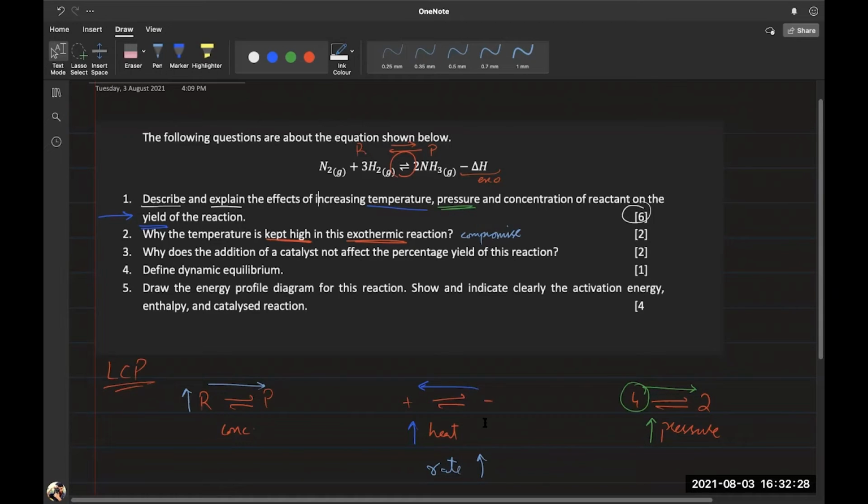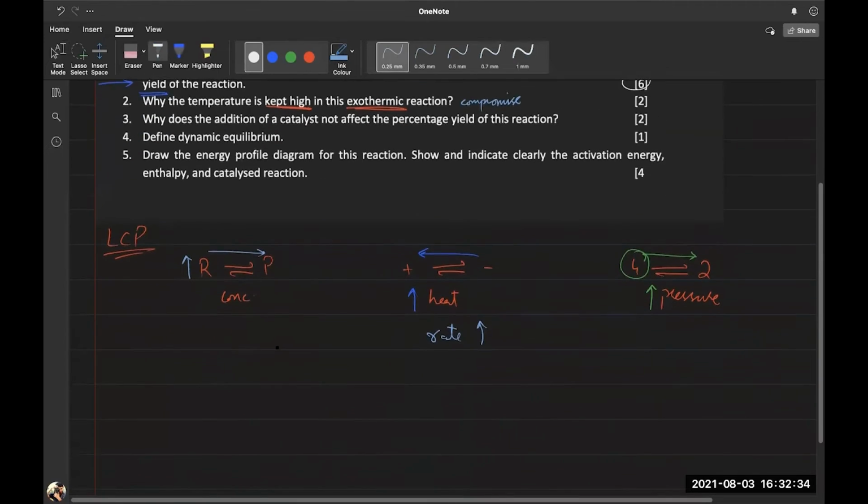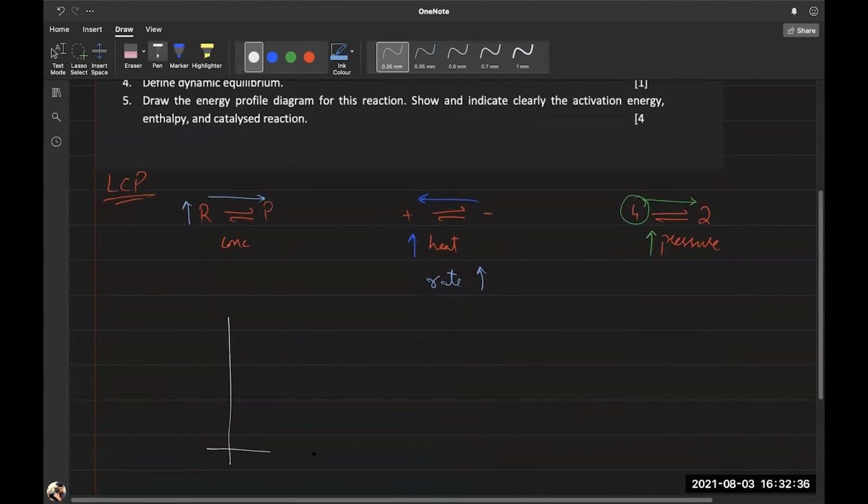Draw the energy profile diagram for this reaction. So how do you draw the energy profile diagram? It's pretty standard. You have an exothermic reaction, so you're going to have this graph. You're going to have a higher point for the reactant and a lower point for the product. And it's going to go like this.